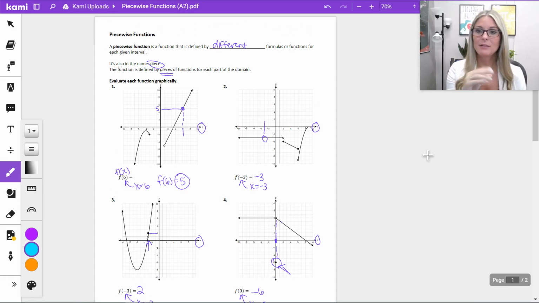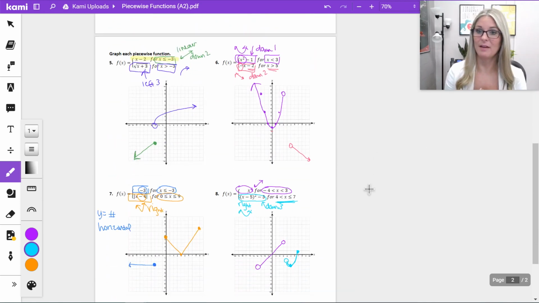Evaluating them graphically, we're looking at the x values, we're telling what the y value is, reading these graphs graphically, and then the second part, we are graphing them. Be mindful of your open and closed circles there.